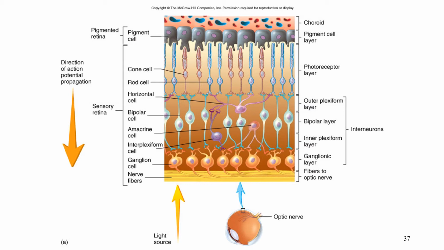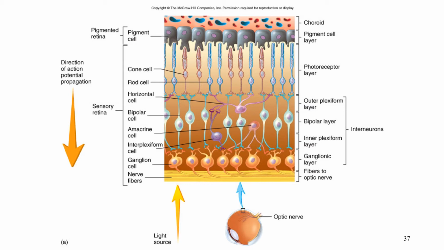wherein you will see the pigment cells, okay, of the pigment cell layer. Okay, so once it has already crossed the pigment cell layer, you will see now the photoreceptor layer, okay, already on the part of the sensory retina, wherein you will see the cones and your rod cells. So from your cones and rod cells, it will then eventually go to the interneurons layer. Okay, so the part of the sensory retina wherein you will see there the outer plexiform layer, wherein your cones and your rods meet up with your bipolar cells and your horizontal cells.